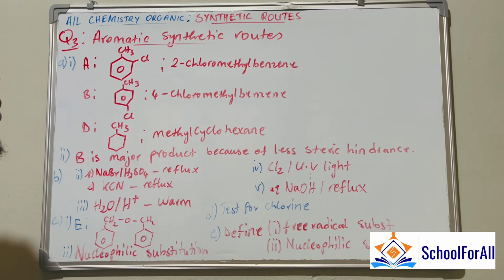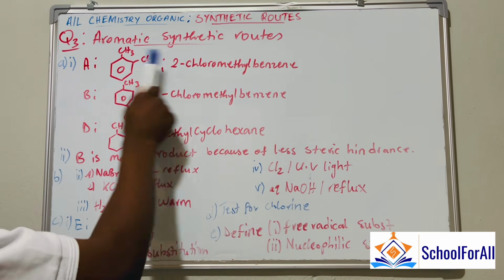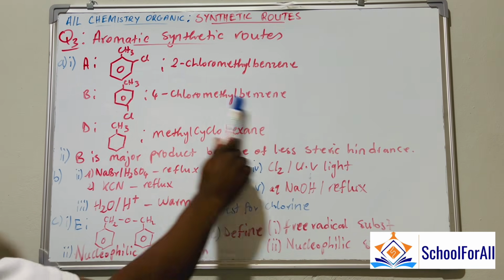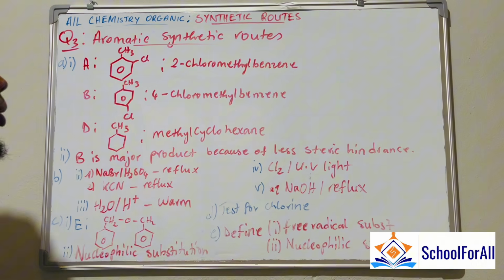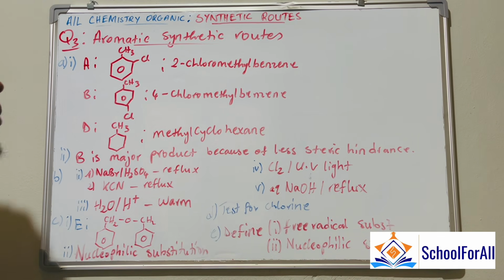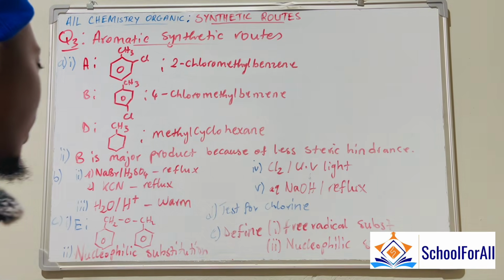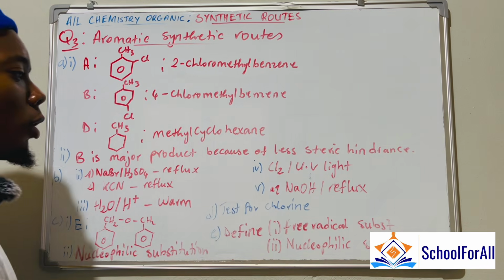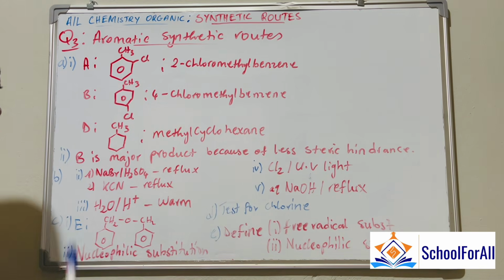These are the answers we are able to obtain. So compound A is 2-chloromethylbenzene, compound B 4-chloromethylbenzene, compound D is methylchlorohexene. Compound B is the major product, to explain the effect of steric hindrance. Now we give the reagent and reaction conditions for what? For the conversion 1-3 and 1-5. Finally you give the structure of this compound, which was dibenzene ether.